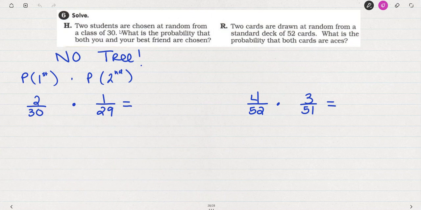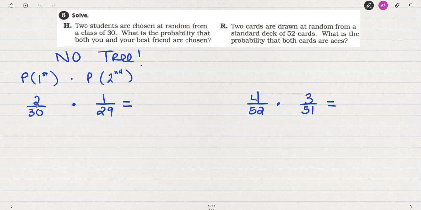We have 2 students chosen at random from a class of 30, so what's the probability that both you and your friend are chosen? Well, there's 2 ways to be favorable, so it could be you or your friend. So 2 out of 30, the first draw. For the second draw, if one of you has been chosen, there's only one of you left, and out of the 30 students total, there's only 29 students left, so we would have 2 over 30 times 1 over 29.